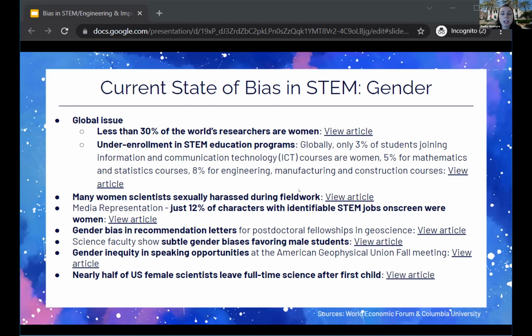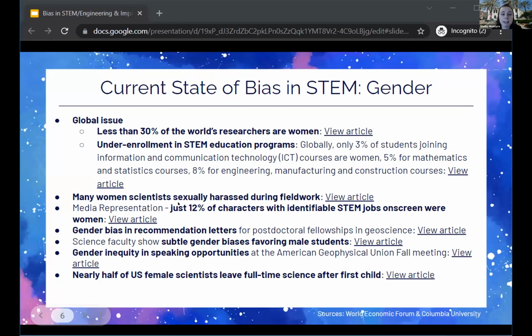But first of all, gender bias in STEM is not just an issue in the United States, but a global issue. Less than 30% of the world's researchers are women. And if you track that back to education, we have under-enrollment of women in STEM programs. Only 3% of students joining information and communication technology are women, 5% in mathematics and statistics, and 8% in engineering, manufacturing, and construction. So just to read a few more of these statistics about men versus women, and again, I'm using a very binary version of gender, so my apologies for that.